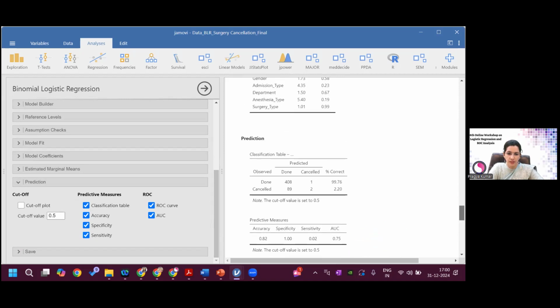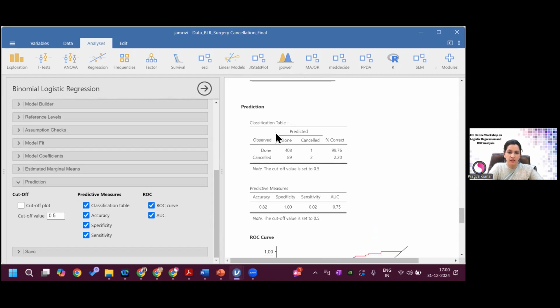So it will tell you the predicted and observed. It gives you the true positive and true negative. So this is your true positive because my outcome is surgery cancellation. So cancelled by the predicted and cancelled by the observed. This is my true positive and this is my false positive. Why? Because predicted is 1, but actually observed is done. So this is my false positive, this is my true negative, and this is my false negative.